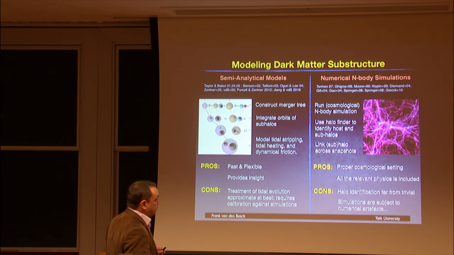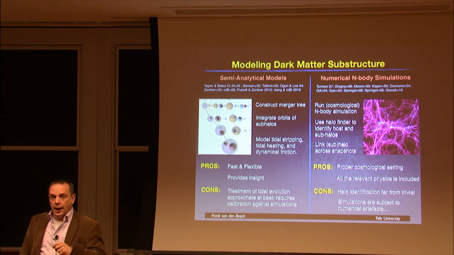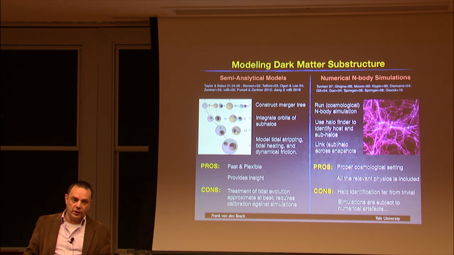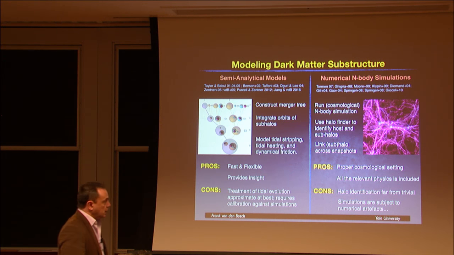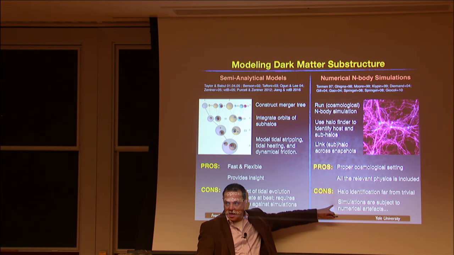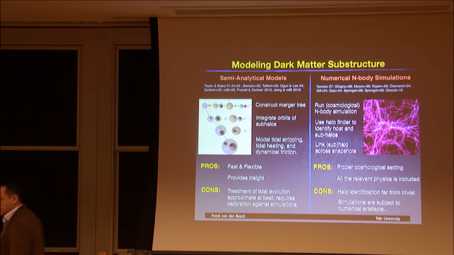And the cons are, though, that halo identification is not a trivial thing. You can give the same simulation to different people, and they run a different subhalo finder, and you will get back different halo catalogs, and they can be substantially different. This is often not appreciated. In addition, you have a simulation, and a simulation is just that. It's only a simulation. And it is subject to all sorts of numerical artifacts. And that's going to be most of the talk.